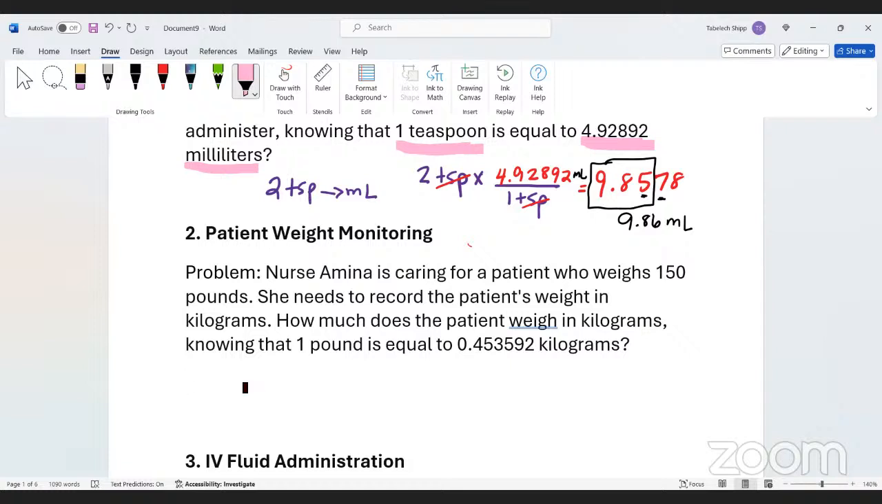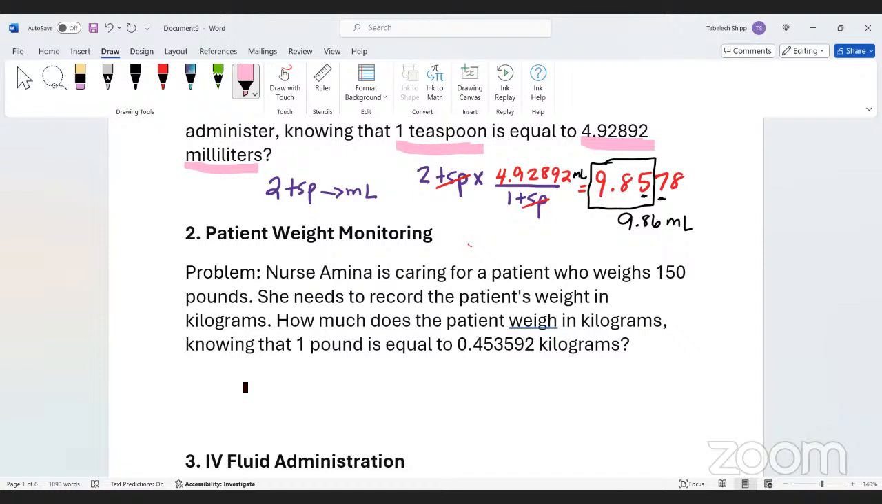Knowing that 1 pound is equal to 0.453592 kilograms. What you have to remember in this problem also is that not everyone deals with pounds here in the US like we do. In other countries, they record their weight in kilograms. Now, I like the kilogram value because it makes me appear to be smaller, okay?